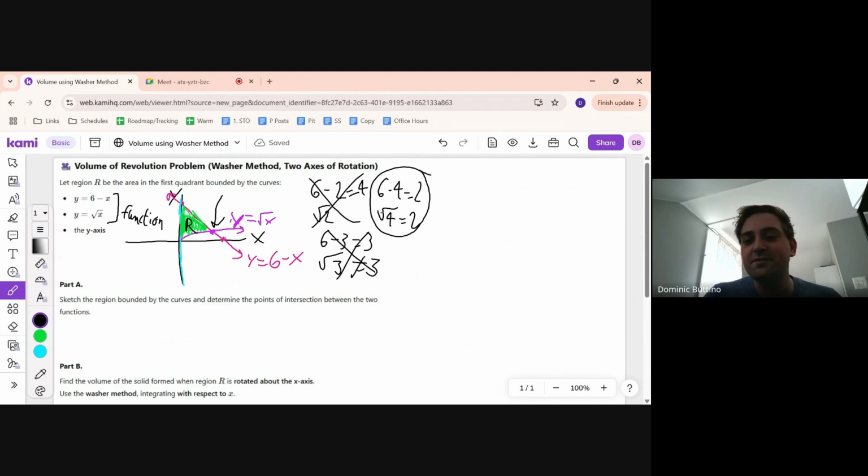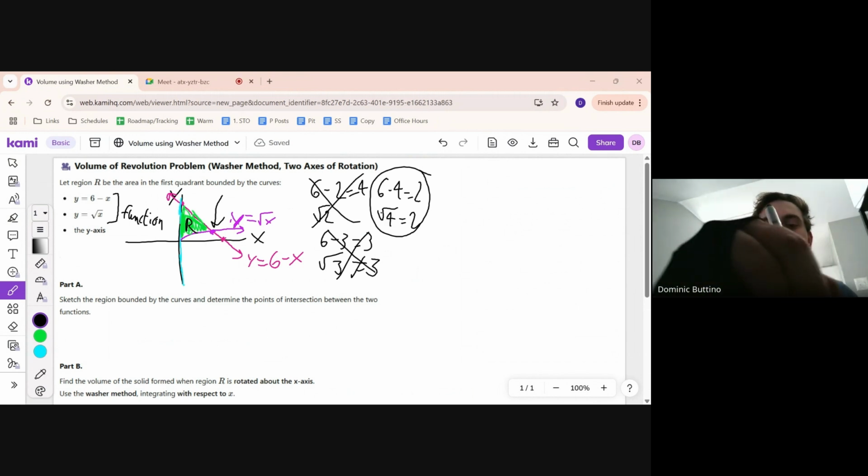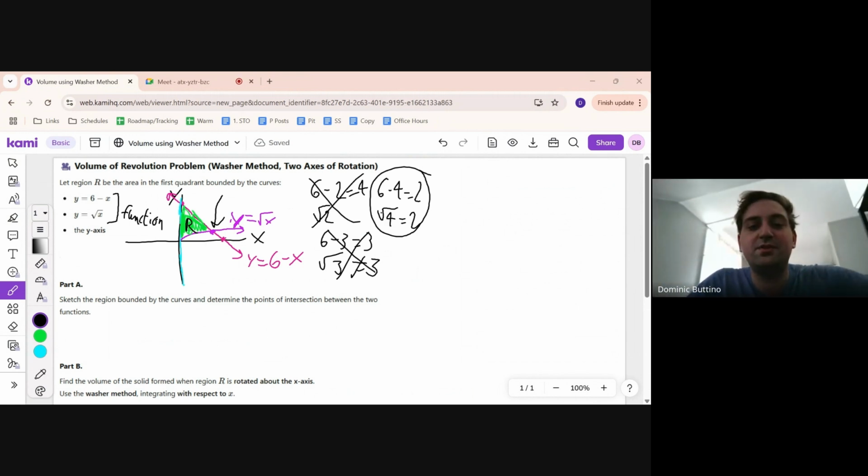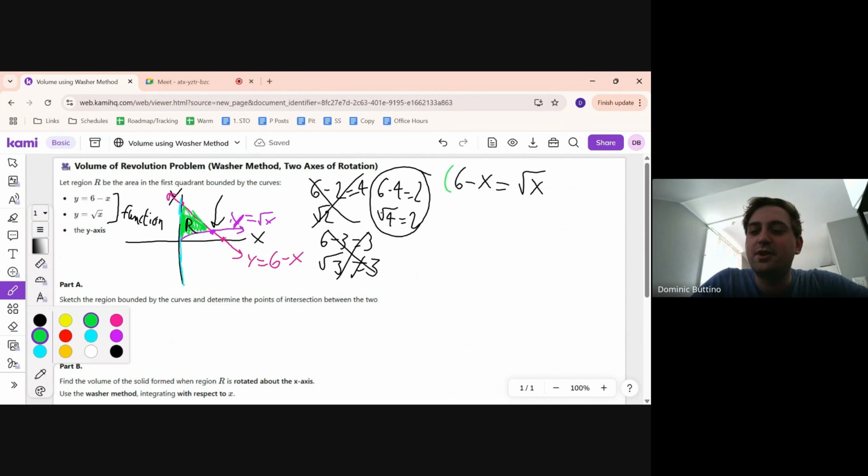Okay, but the other thing is you can use your algebra skills. Again, we talked about how we want those function values to be equal to each other, so let's actually just set them equal to each other. That means we're going to say 6 minus x equals square root of x. And now what we can do, and this does have some things you've got to be careful about, we'll talk about that in a bit, but let's square both sides.